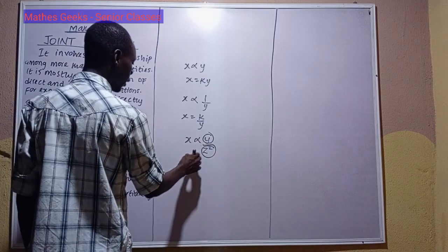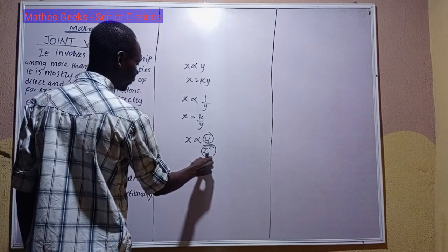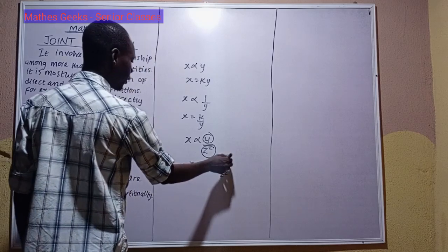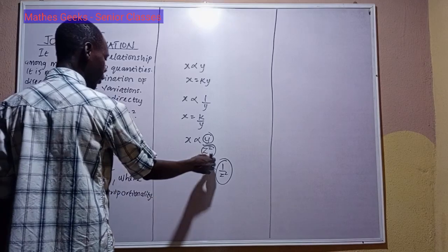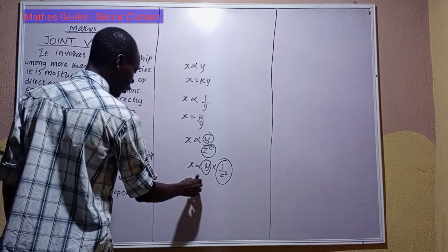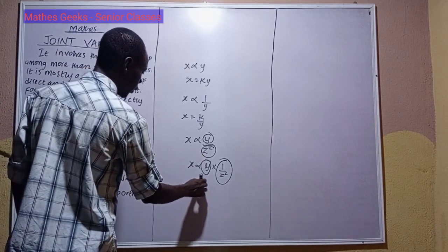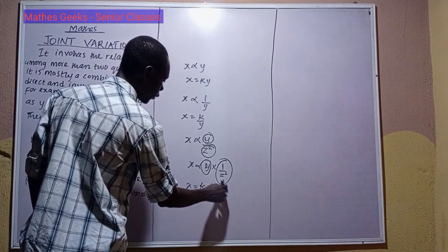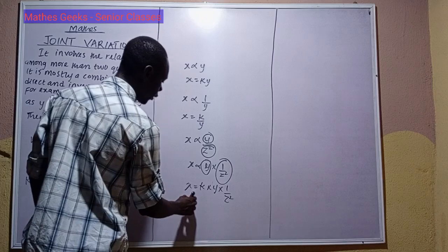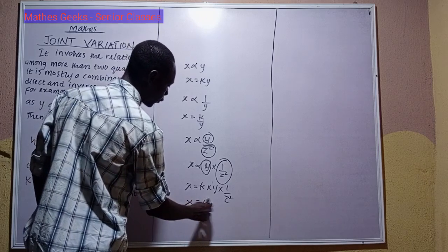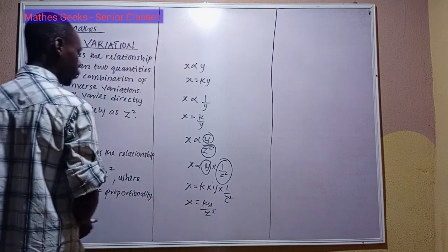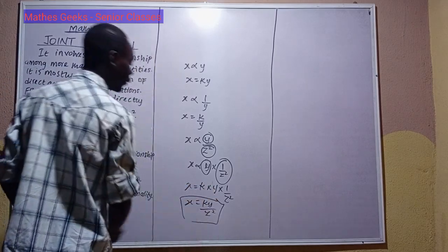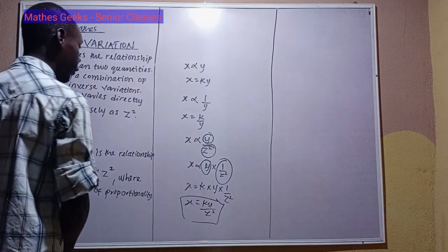We can split it by saying x varies as y and so on over z. This part is the inverse variation and this is the direct variation. But in joint variation, there's only one constant of proportionality. So k times y times 1 over z squared equals ky over z squared. So this is always how we get the formula connecting the variables in a joint variation.